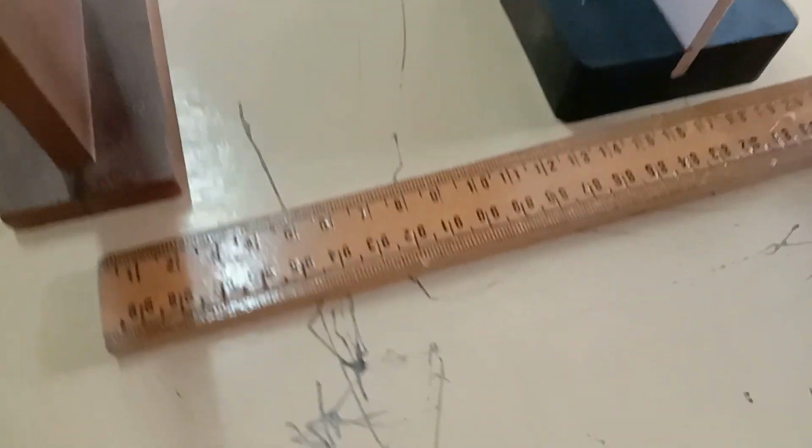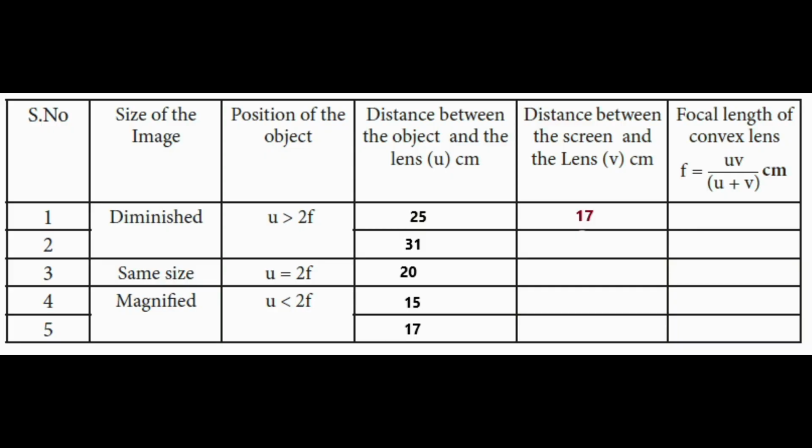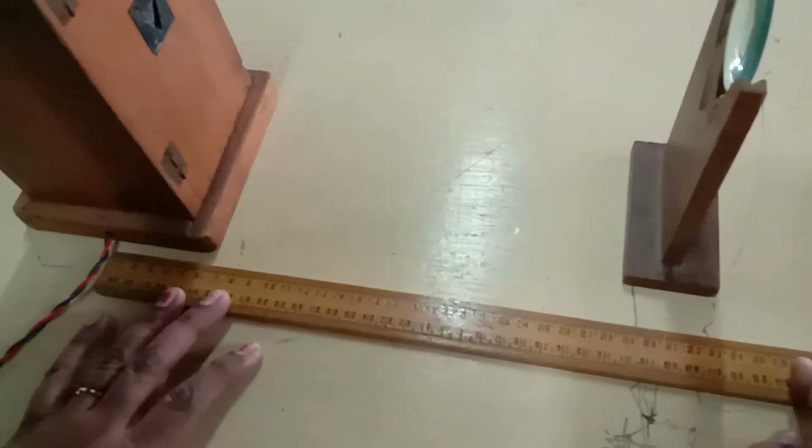Once you get a clear image, you will note down the reading. Now the reading is 17 centimeter. Tabulate it. Now we will move on to the next set of reading.